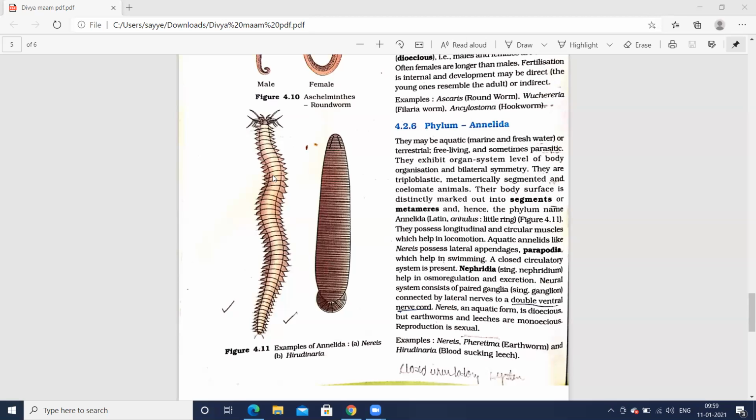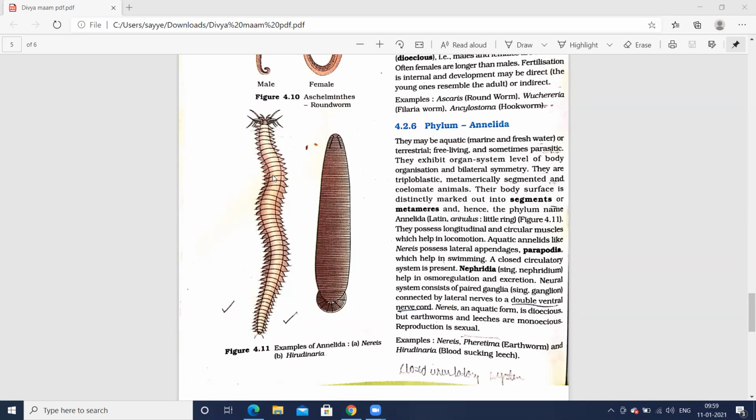So we have two nerve cords over here. They are very, very characteristic, very, very interesting creatures, annelids, beta. They're very different from the other phyla that you've just done. Then we talked about Nereis, which is an aquatic form. It is dioecious, but earthworms and leeches are monoecious.